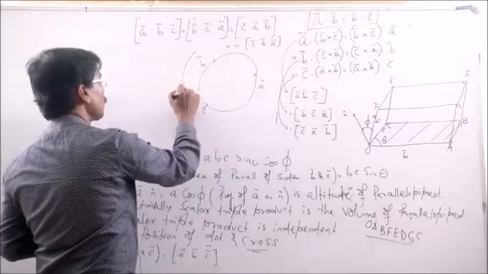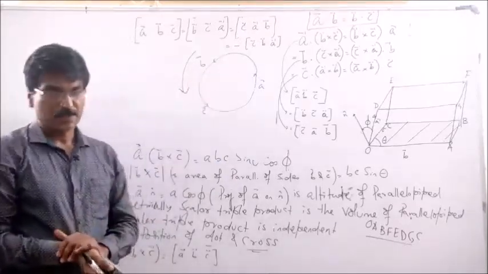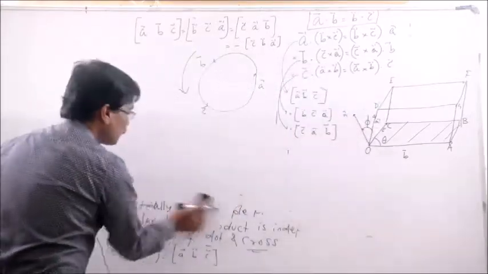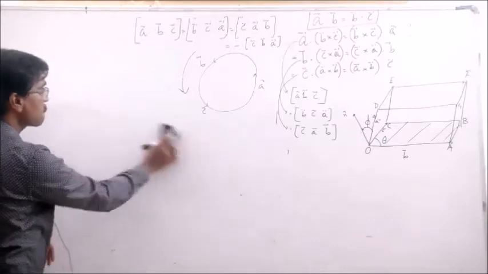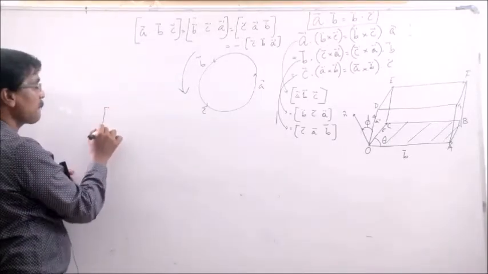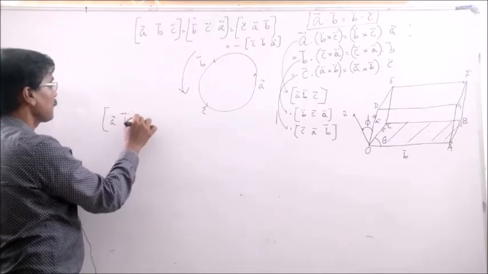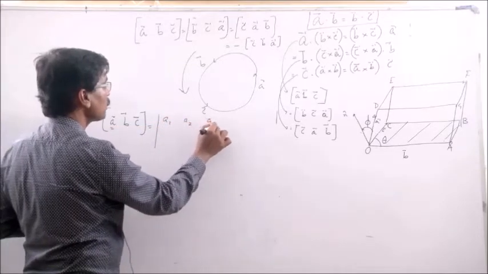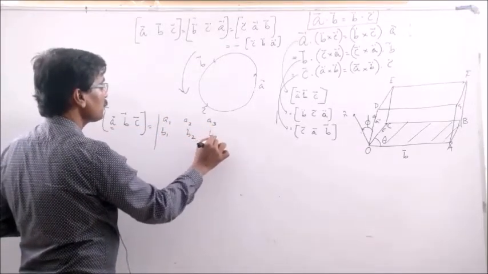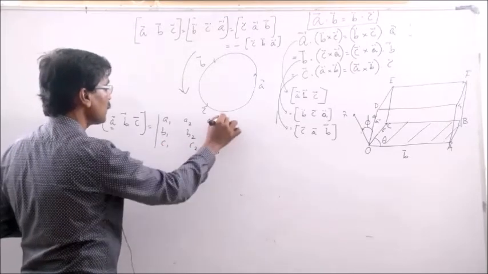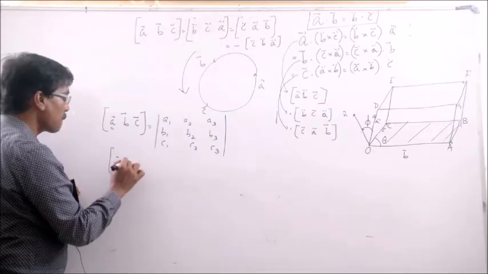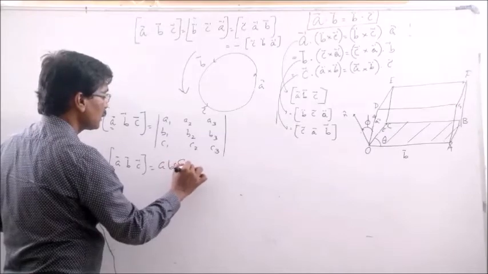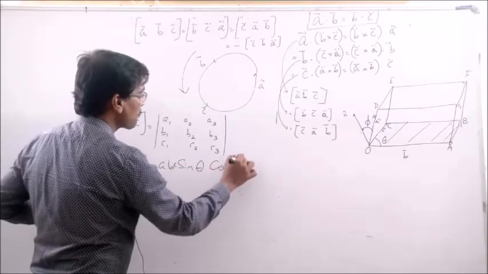If it is in clockwise direction, it will be negative sign. So, scalar triple product is defined to be [A B C], component wise is the components of A vector, that is A1, A2, A3, B1, B2, B3, C1, C2, C3, and also [A B C] is equal to A B C sin theta cos phi.